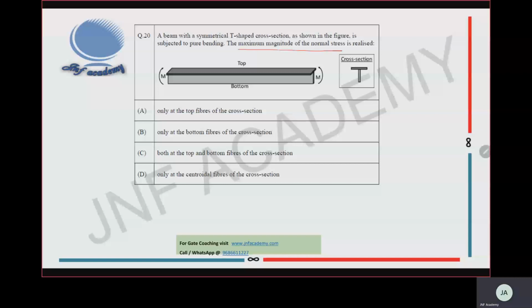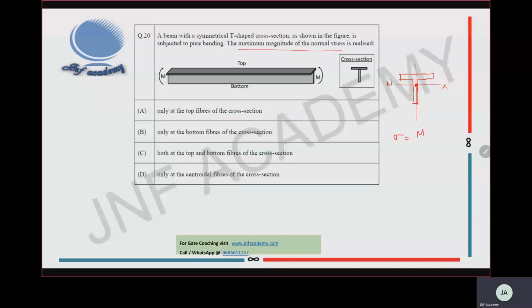If you see the T section, your centroid will lie at this particular location. Okay, so this will act as a neutral axis. If you draw the bending stress distribution, say for example, the moment is acting towards upward direction. So the top layer is subjected to compression, bottom layer subjected to tension.